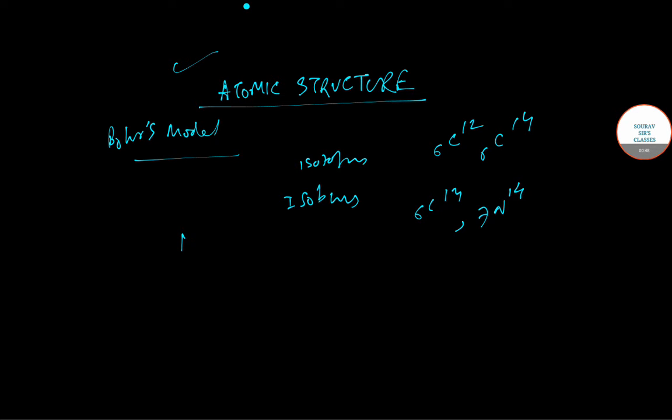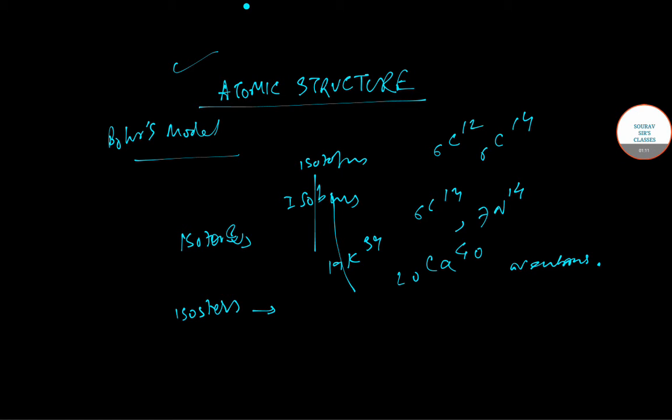There were isotones also. In case of isotones, we have 19K39 or 20Ca40, which have the same number of neutrons. So there are many basic types of species. There were also isostars, where species having the same number of atoms and electrons are isostars, like N2 and CO.